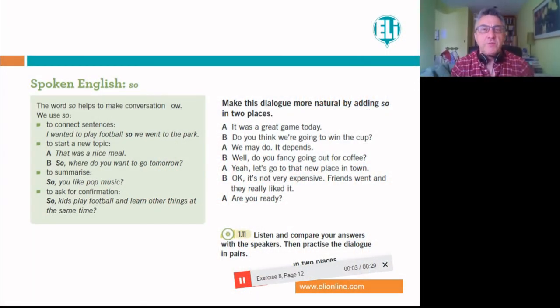So after we've done the audio, there's various exercises and activities we can do to use that listening input. But I thought I'd pick out here something which is quite common in the Flash course, this attention to spoken English. And here we're looking at the word so helps to make conversation. So we use so to connect sentences, start a new topic, and asking for confirmation. And so there's just this little micro activity there that is in Flash to help just spice up the conversations a little bit, make them more natural, and attend to the spoken elements of language.